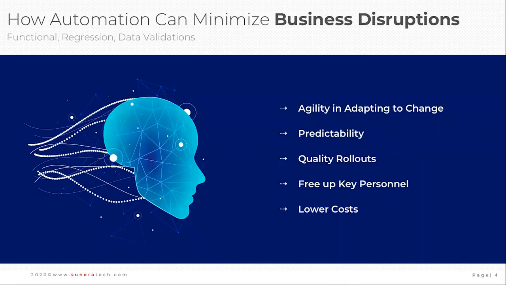And last but not the least, you can also lower costs with automation because once you have everything automated, whether it's your functional testing, regression testing, or data testing, it minimizes the amount of manual effort that is being spent by your team, and it completely lowers the total cost of quality for the organization as well.